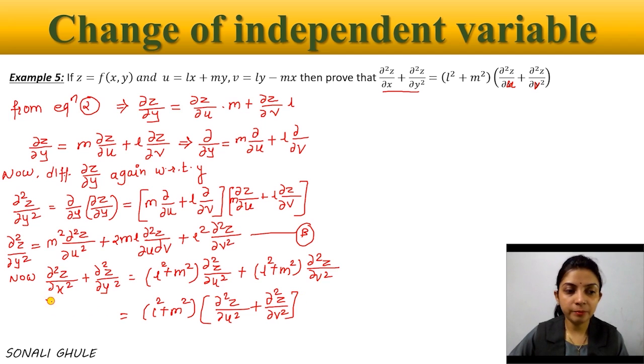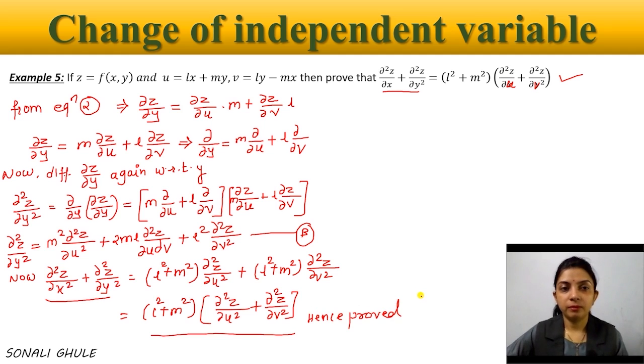You can see here, this is our left hand side and this is our right hand side. So we can say here, hence proved. So this is how we are going to solve the example. If in a chain rule you have to find ∂²z, means double derivative of a function.